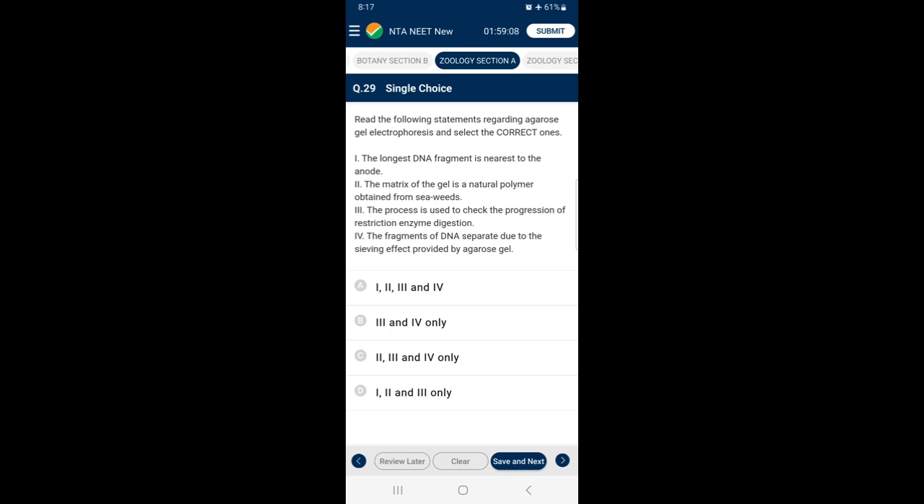Thus, larger fragments move slowly when compared with smaller ones, and they tend to remain nearer to the cathode. The DNA fragments separate according to their size through the sieving effect provided by an agarose gel. The smallest fragment in size moves the farthest. The process is used to check the progression of restriction enzyme digestion. So the answer is option C. From the given four statements on agarose gel electrophoresis, the correct ones are second, third and fourth.